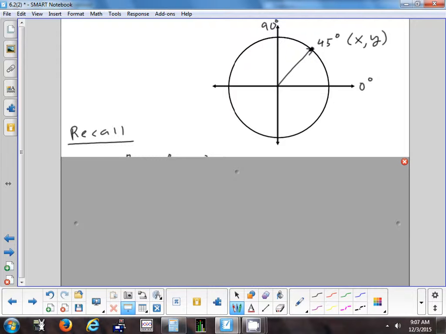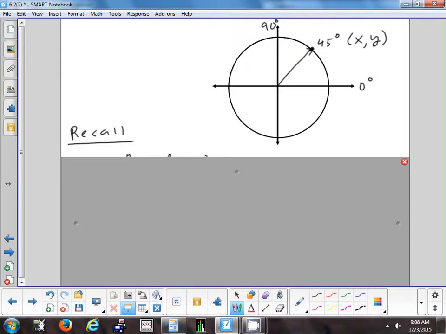But in order to do that, I have to know the coordinates for 45 degrees, and right now, I don't know them. You've seen them, but I didn't tell you that this is what they were. So now we're going to find out what they are, and once we know them, we never have to find them by hand again. Once we find them, we're going to write them down and memorize them.